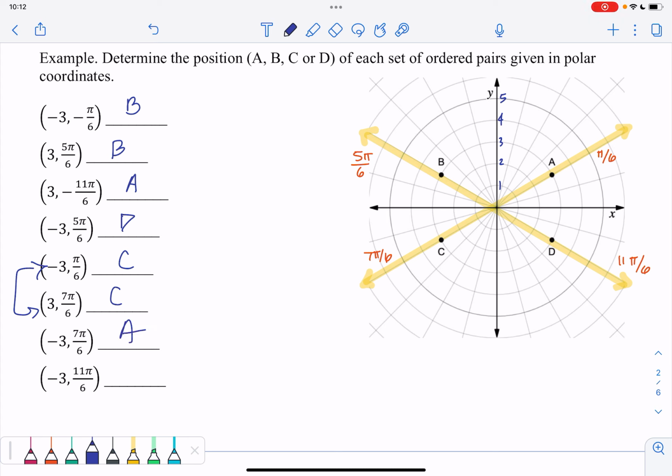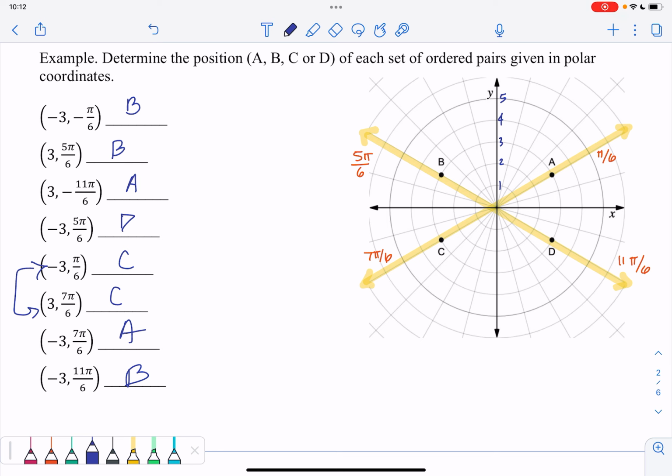And then the last one says go to 11 pi over 6. That's going to shoot me down here in quadrant 4. But not for long, because of my negative 3 for my r value, so I have to start heading the other way, and I land at B. It seems a little funny to find the angle even if we're not going to stay on it because of a negative r value, but it gives us somewhere to start, and then I can back up and see where I really need to end up.